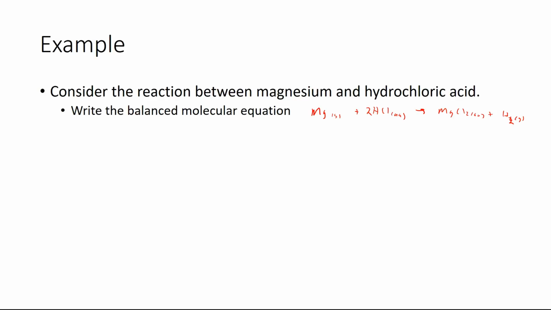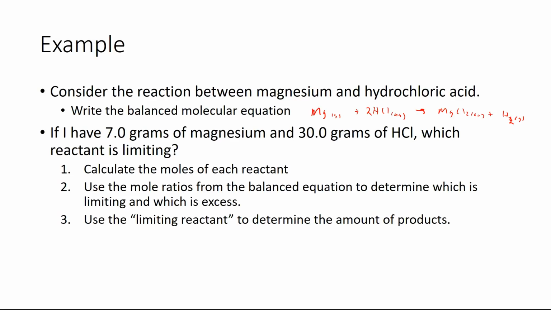The way we ought to be able to read this now, based on what we've already learned, is that 1 mole of magnesium will react with 2 moles of hydrochloric acid to produce magnesium chloride in solution and hydrogen gas. What we have to consider now is how much are we actually starting with. So if we go with 7 grams of magnesium, I start with a little 7-gram chunk of magnesium metal, and in solution I've dissolved 30 grams of HCl. How do I know which reactant is limiting and which one is excess?